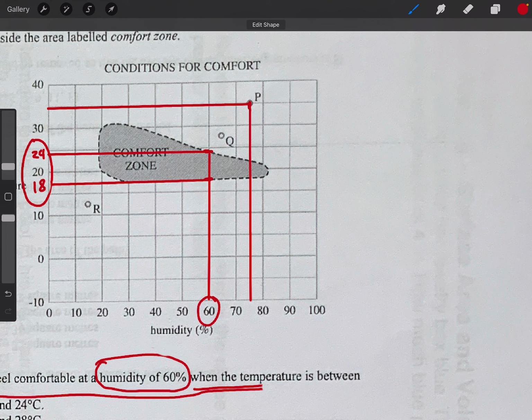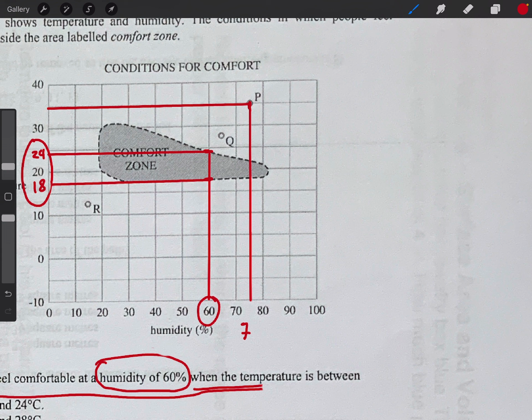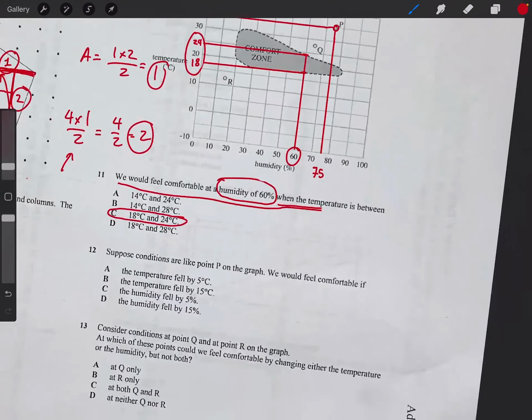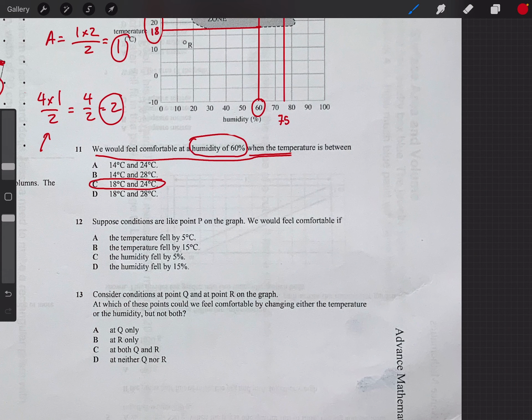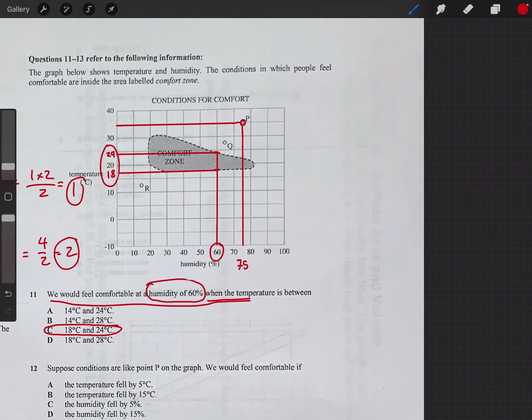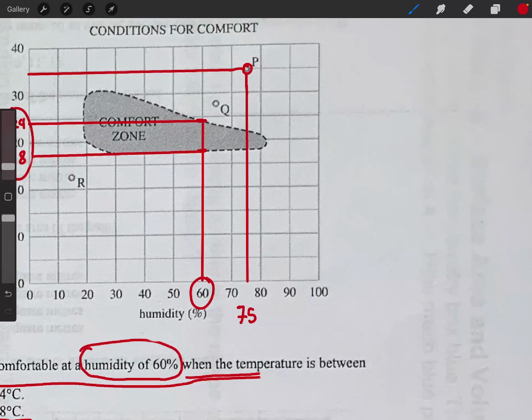The point P has a humidity of 70, maybe 75. You can't feel comfortable, it's outside the comfort zone. Okay, point P is sitting outside of the comfort zone. You're not going to feel comfortable. And it says, suppose conditions are like point P in the graph. We would feel comfortable if the temperature fell by 5%. Oh, okay. So how would we get comfortable?